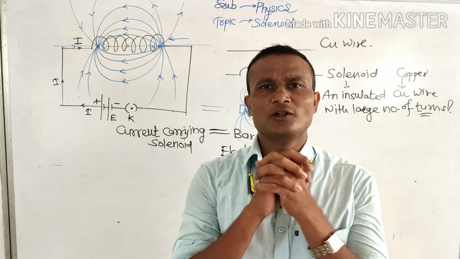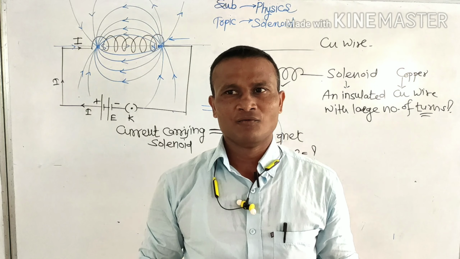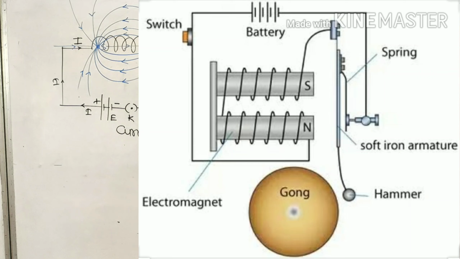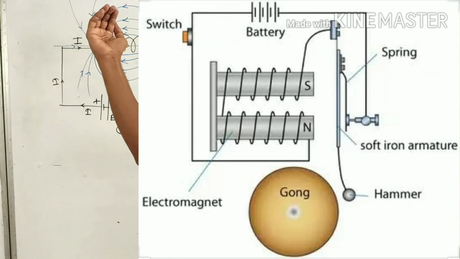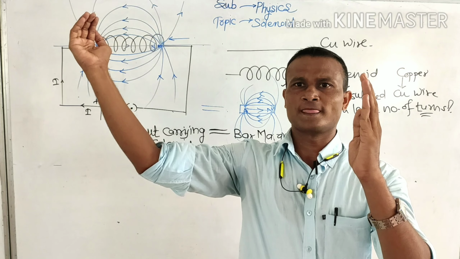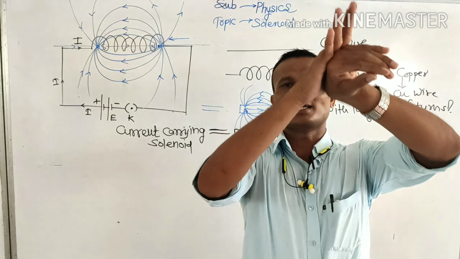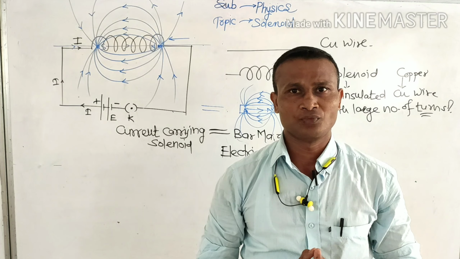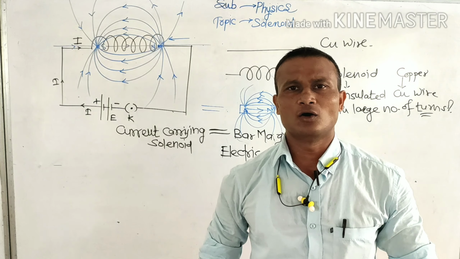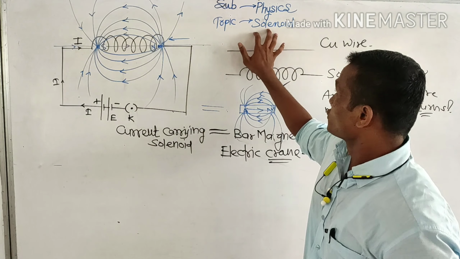Second application is the bell. We know that in a bell we have a metal gong and then we have a hammer. When we press the button, the key is closed, current starts moving and the hammer moves towards the electromagnet, and in between we have a metal gong which it strikes and produces the sound. In speaker audio also we are using solenoid.